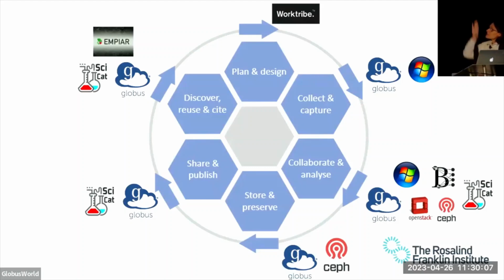So then this is the initial plan and design. We can extract some information from WorkTribe, like abstracts and user reports, in order to enrich our metadata catalog and our databases. Then we have collect and capture, where we don't have on-site data acquisition.